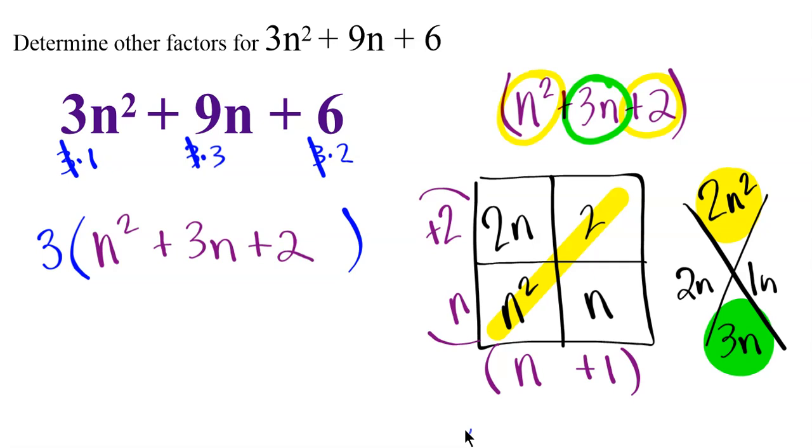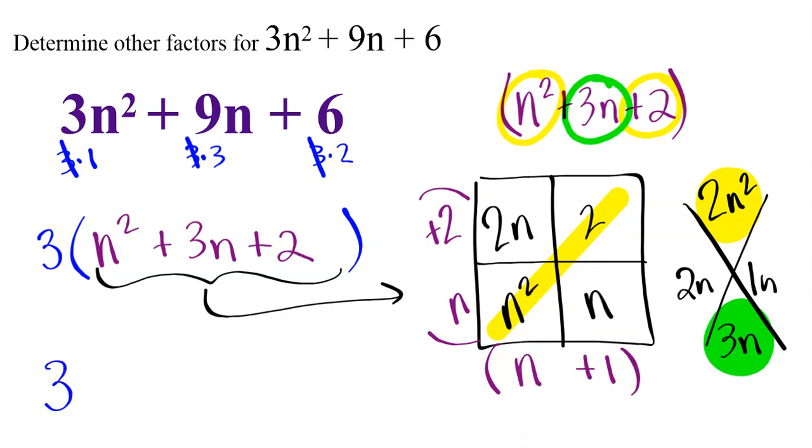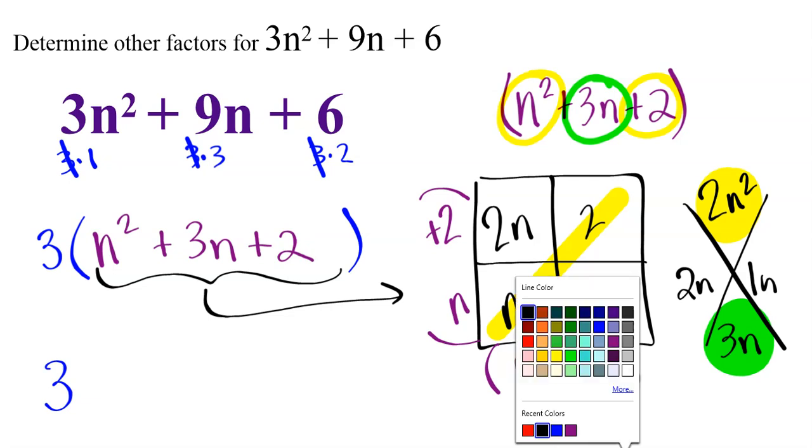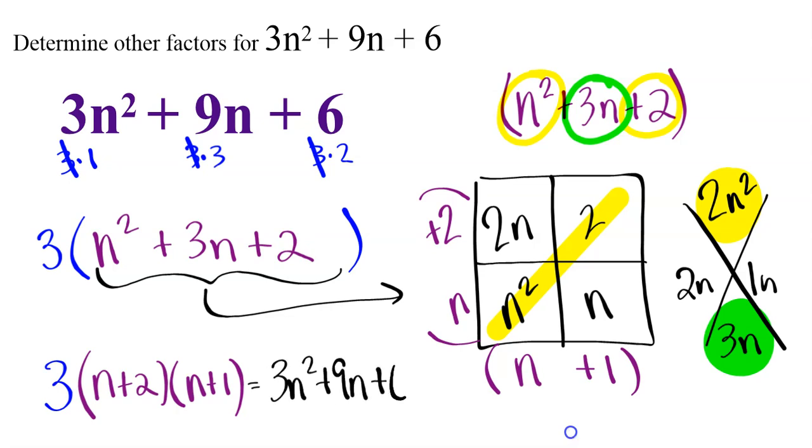And so what we really have then for completely factored form, so we took this and we did that to it, so what we end up with is just this: 3 times n plus 2 times n plus 1. And that is the complete factoring of 3n squared plus 9n plus 6. So this is factored completely.